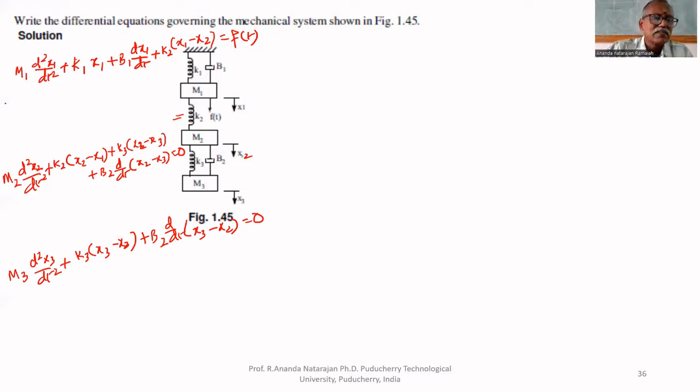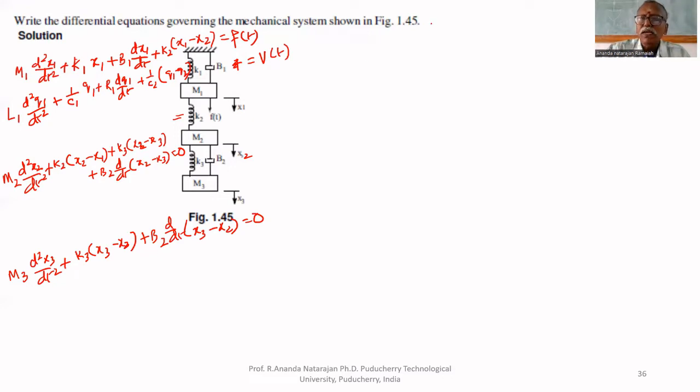What is the analogous electrical system? M should be replaced by L1. L1 d square q1 by dt square plus K1, equal to what? 1 by C1 q1 plus R1 dq1 by dt plus K2, again 1 by C2 (q1 minus q2), equal to V of t, the applied voltage.